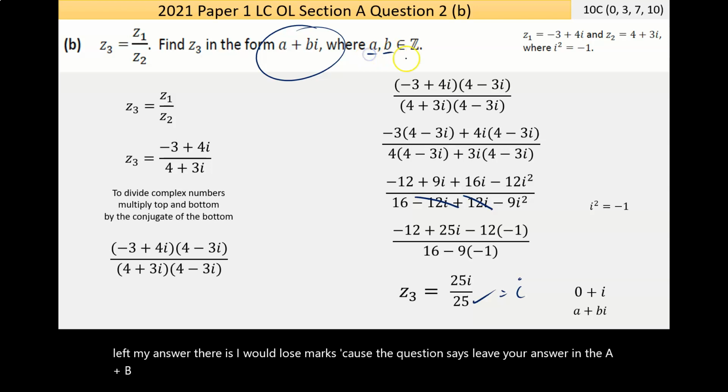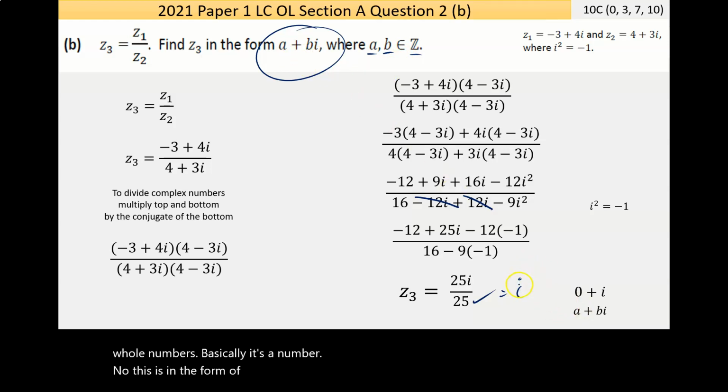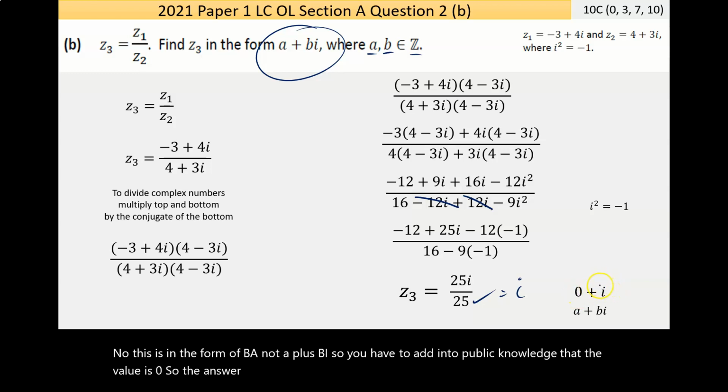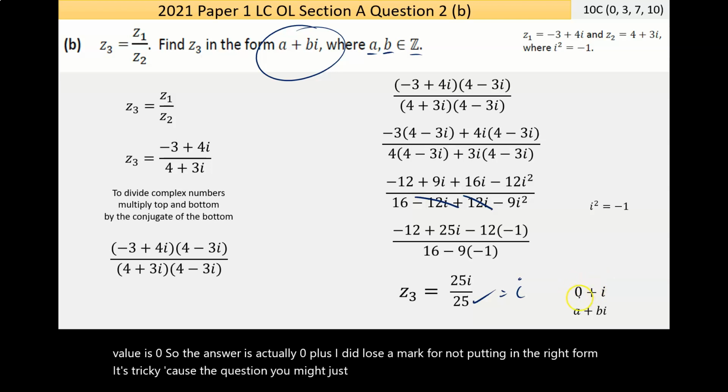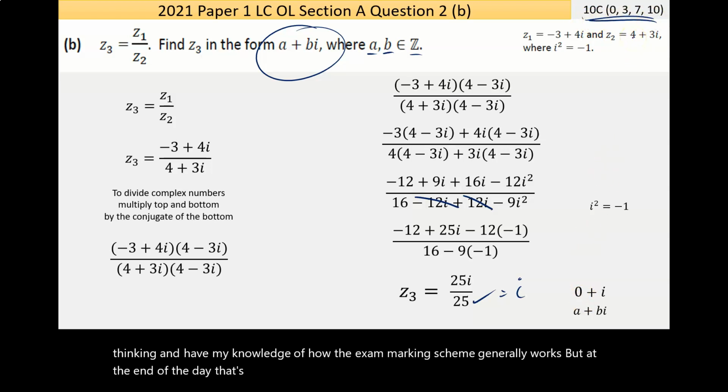It also says a and b can be positive or negative whole numbers. Basically, it's a number. Now, this is in the form of bi, not a plus bi. So you have to acknowledge that the a value is 0. So the answer is actually 0 plus i. You lose a mark for not putting it in the right form. It's tricky, because I could easily fall down that if I wasn't thinking and drawing on my knowledge of how the exam marking scheme generally works. But at the end of the day, that's it, 10C, 10 marks.